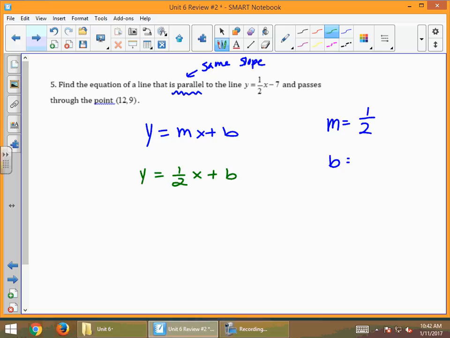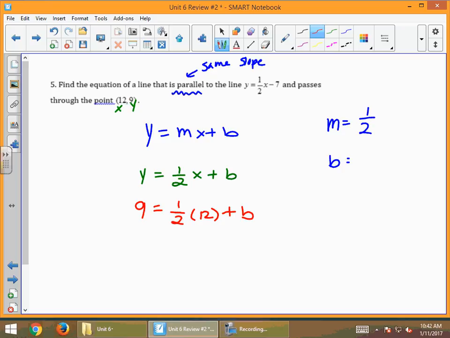So far, this is all we have for the equation of our line. Well, is there something we can do at that point to help us figure out what our b is? Aaron, what can you do? Yeah, plug in 12 and 9. You can plug 12 in for x and 9 in for y. When you do that, that makes b the only variable, so you can easily just solve for b.